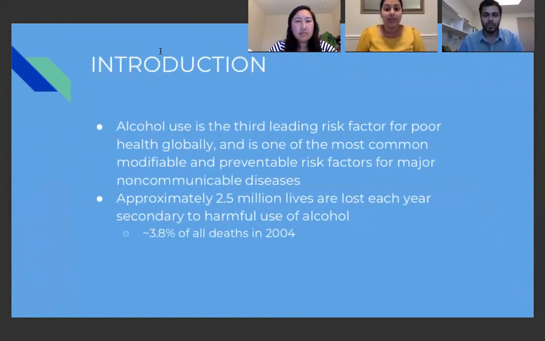Alcohol use is the third leading risk factor for poor health globally and is one of the most common modifiable and preventable risk factors for major non-communicable diseases. Approximately 2.5 million lives are lost each year, secondary to harmful use of alcohol. This equated to about 3.8% of all deaths in 2004.